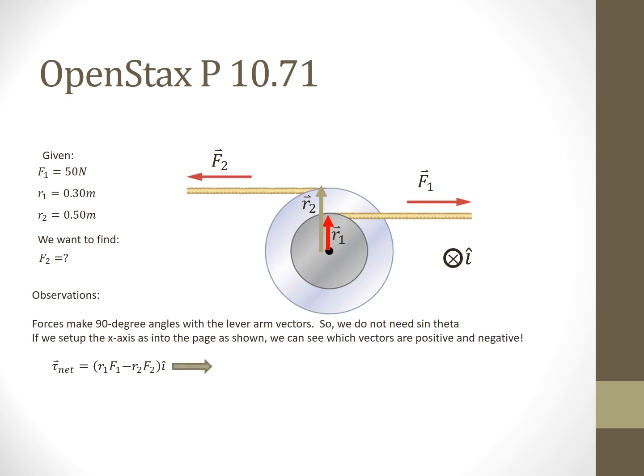And using this equation, we see that in order to get 0 net torque, we have to set R1 F1 equal to R2 F2. And so plugging in numbers here, we see that F1 has to have a magnitude of 83.3 newtons in order for that to happen.